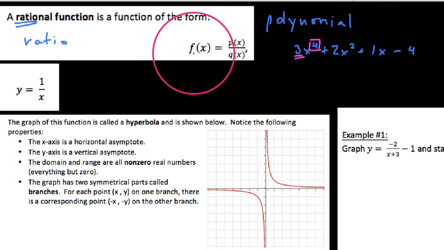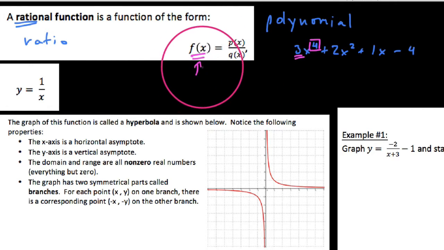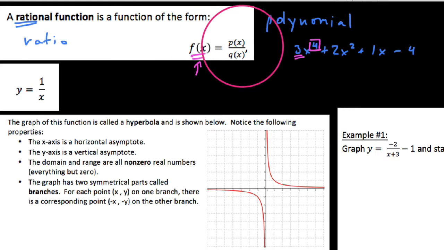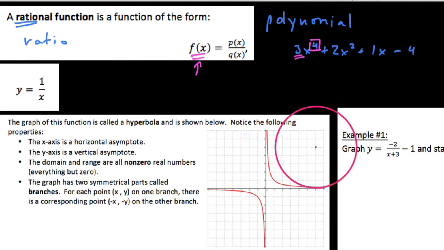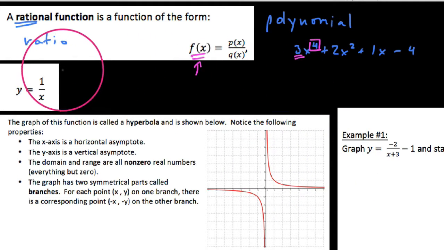We're basically going to be saying, well, this function that we're looking at, this rational function, is the ratio of two polynomial functions, okay? And how they behave with respect to one another kind of dictates what our graphs look like and how they behave, okay? So let's go ahead and take a look.